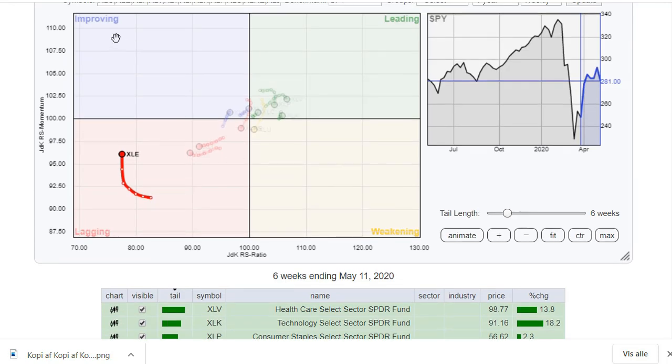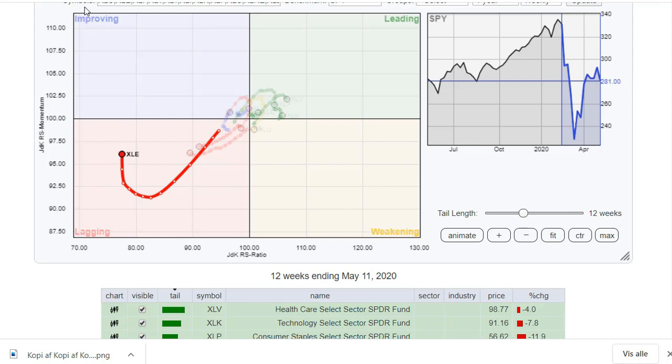Now what this one tells us, if we make a bit of a longer tail here, you can see right now I'm looking at a weekly, 12 weeks back. Here you can see that the movement in the relative strength and the momentum in the relative strength were going downwards. So it was getting worse and worse, and then it started to bottom out and it started to move a bit in the good direction. This is the lagging quadrant here. This is actually kind of the worst it can be in.